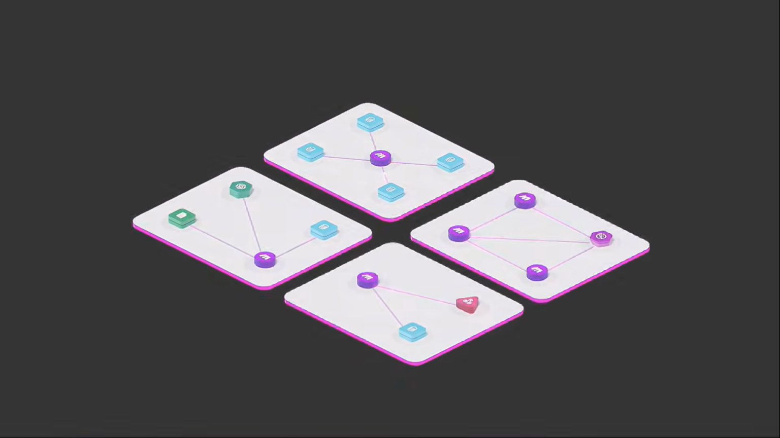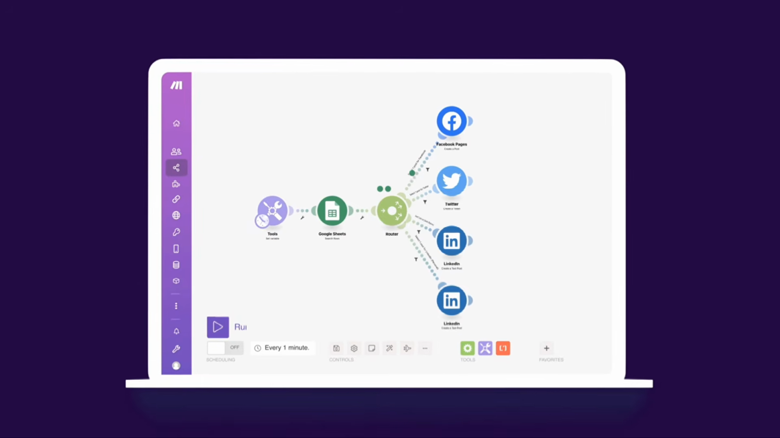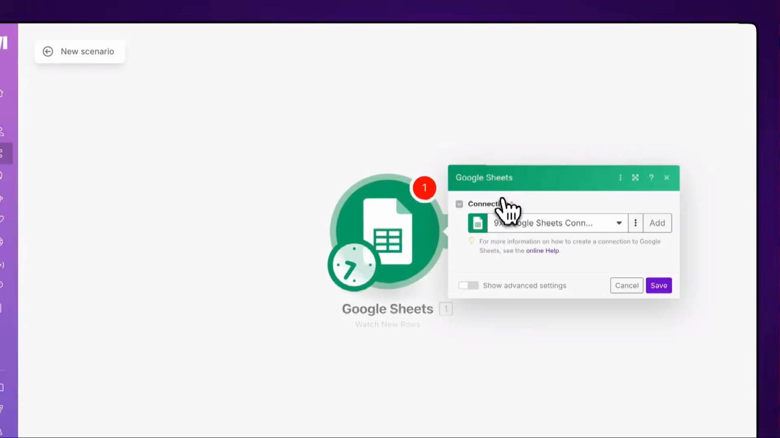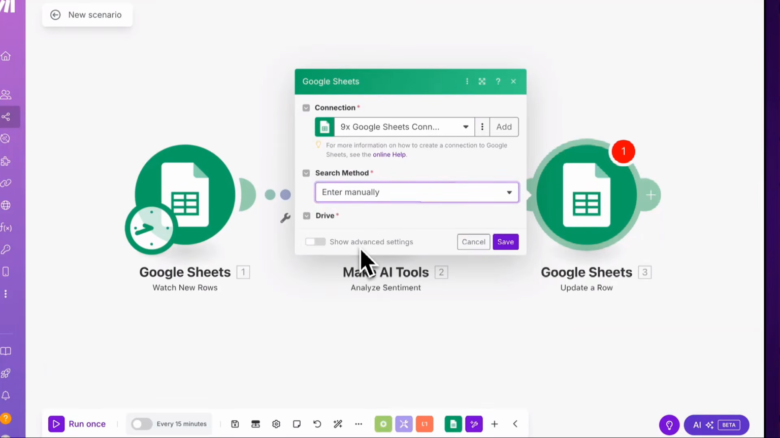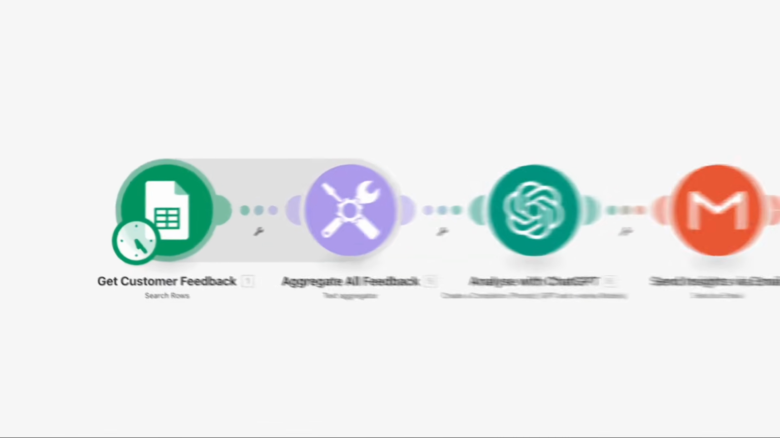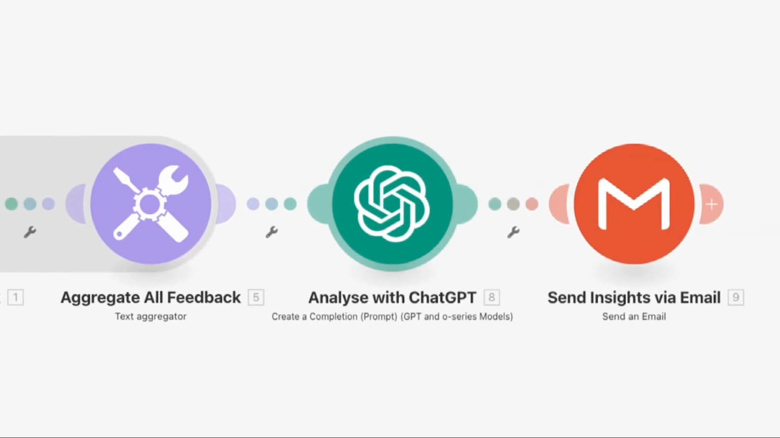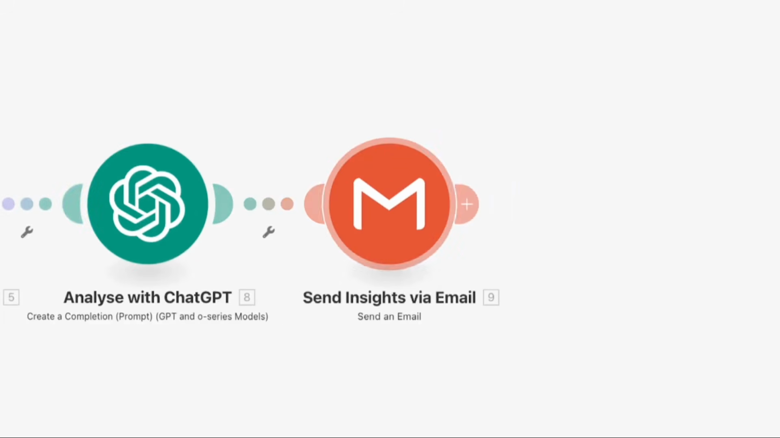That's where Make comes in. Make is a visual automation platform that lets you build complete systems with AI agents. You connect inputs, AI processing, decisions, and outputs all inside one visual canvas. And what makes it powerful is that everything is visible. You're not guessing what's happening in the background. You can actually see every step of the process. They call it the Make Grid.